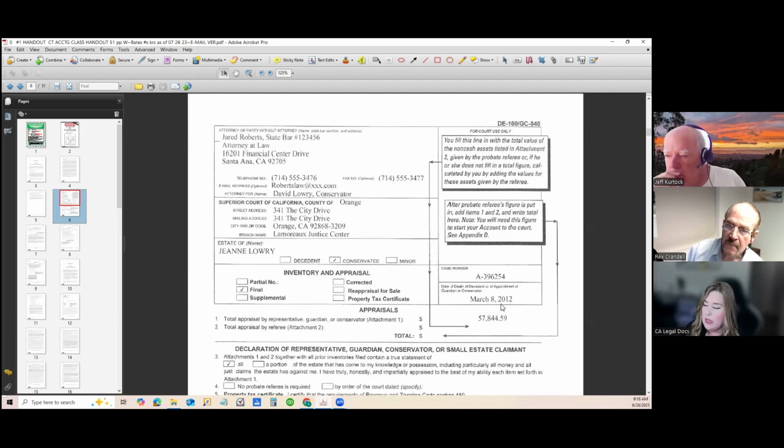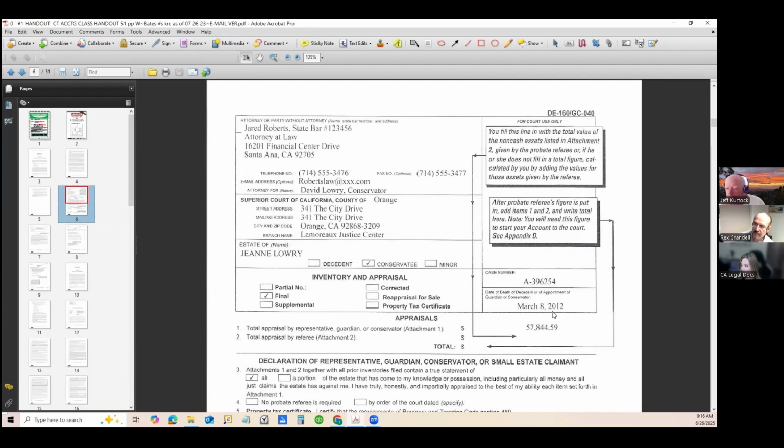You will only need the inventory and appraisal sheet when you're starting the first accounting.